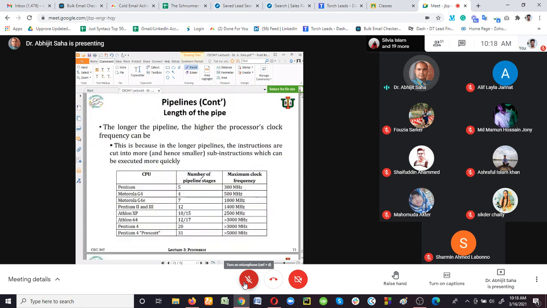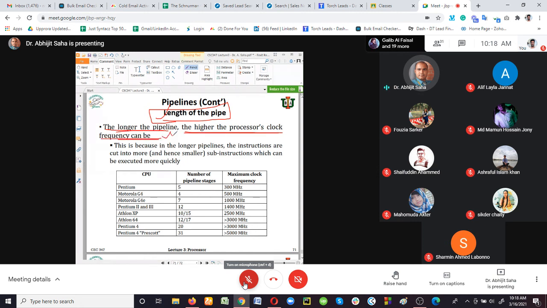So the length of the pipeline. This is another discussion point here. We have said that older processors have fewer stages, and newer processors have many more stages. So what is going to be the length? It says the longer the pipeline, the higher the processor clock frequency can be.